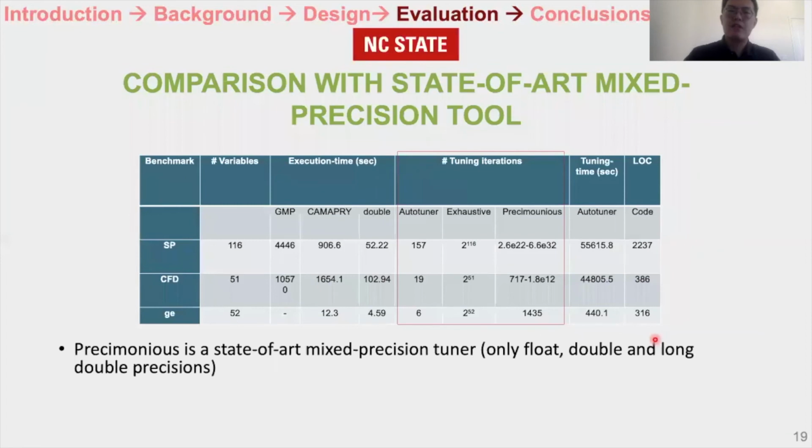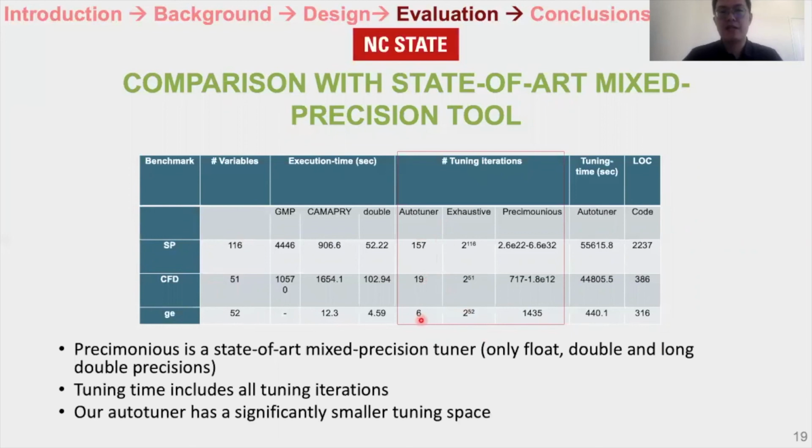Okay, let's look at the third evaluation, which is to compare with the state-of-the-art mixed precision tool, Precimonious. Let's focus on these two iterations. In the middle is an exhaustive search for those numbers of variables in different benchmarks. We always have way better tuning iterations. This is because we use the computational pattern with loop analysis to reduce the search space a lot. And also the tuning time here already includes all the tuning iterations, along with the program execution time.